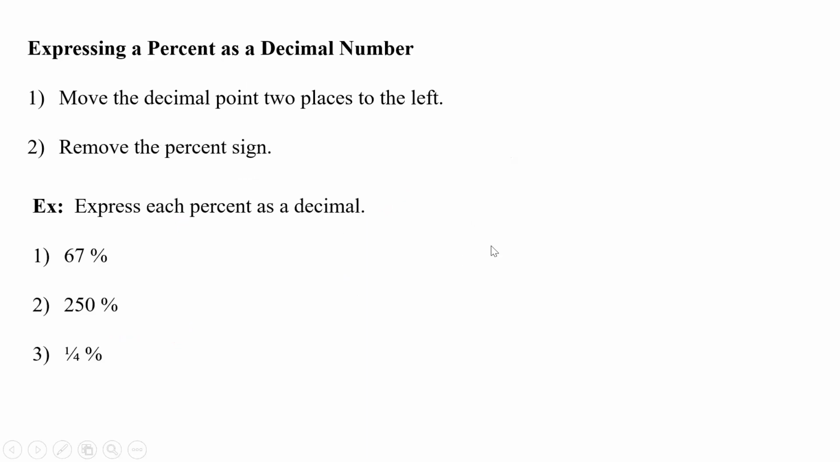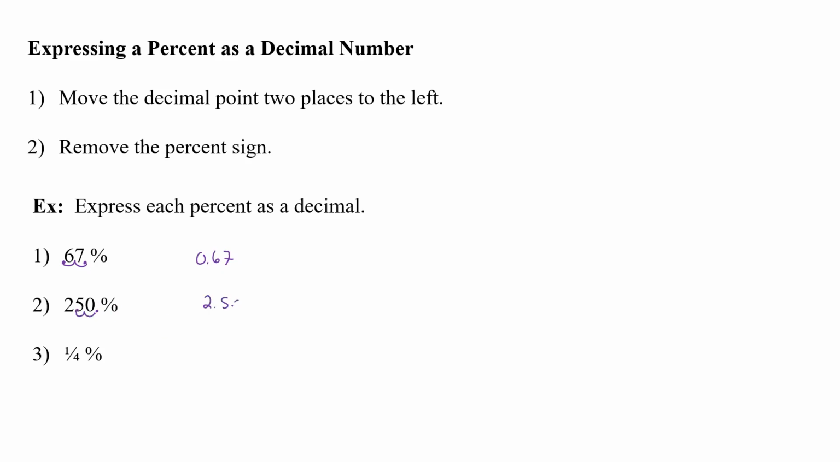Now, what if we want to express a percent as a decimal? Now we're going to be moving the decimal place two places the other direction, to the left. And so we'll move it two places to the left and remove the percent sign. When there's no decimal place showing, that means it's right here and right here for these two numbers. So if we need to move it two places to the left, 1, 2, we drop the percent sign and we have 0.67, and that's going to be our decimal. Here, we move it 1, 2, and that's going to give us 2.5, and we drop our percent sign.